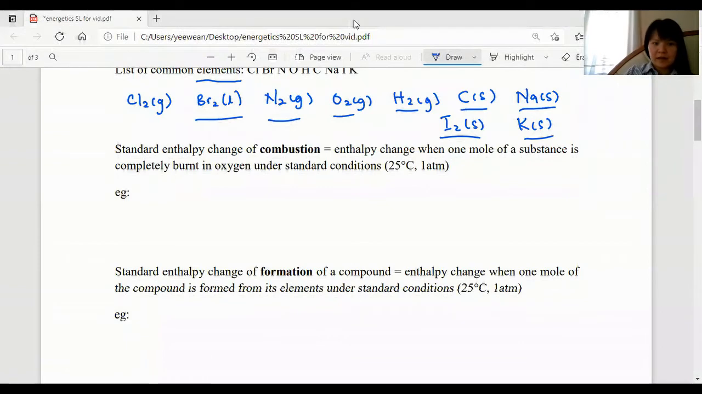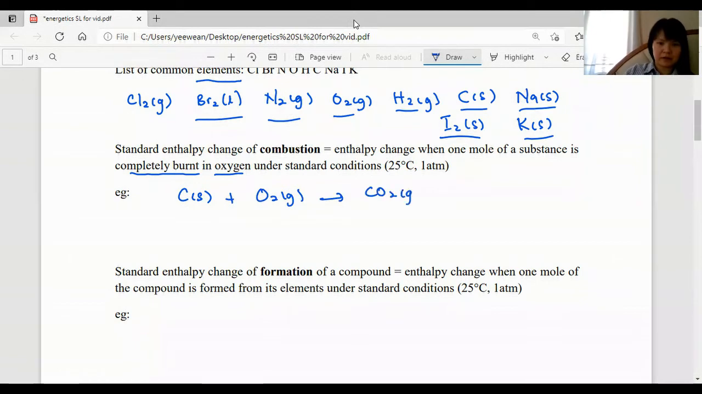When you're studying the standard enthalpy change of combustion, study the definition and be sure to understand how to write the equation with respect to the definition that you remembered. So it is the enthalpy change when 1 mole of a substance is completely burned in oxygen, meaning the oxygen has to be in excess. So for example, if I have graphite, I need enough oxygen to form something that is standard. So make sure that the thing you want to combust must be 1 mole.